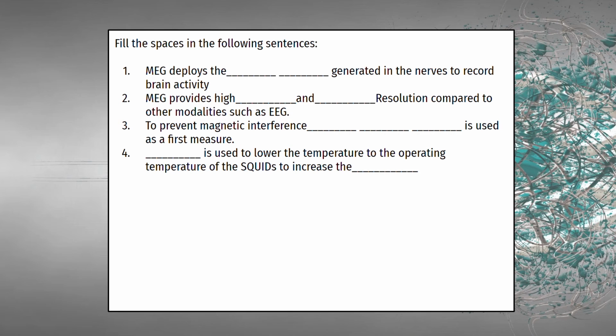Question 1. MEG deploys the blank generated in the nerves to record brain activity. And the answer is magnetic fields. Second question.